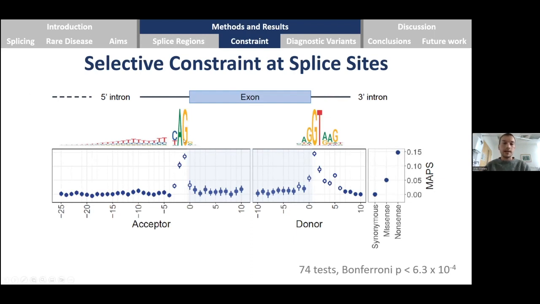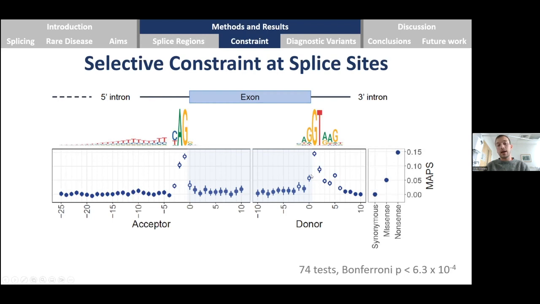So let me just help you navigate around this potentially complex figure. The most important thing to notice is that the two canonical dinucleotide sequences are highly constrained, both at the acceptor site and at the donor site. But it's also really interesting to notice sites which are significantly constrained for variation just outside of the canonical splice sites.